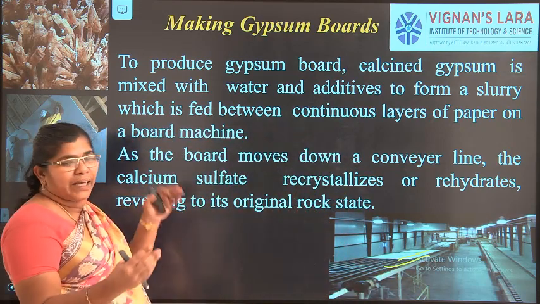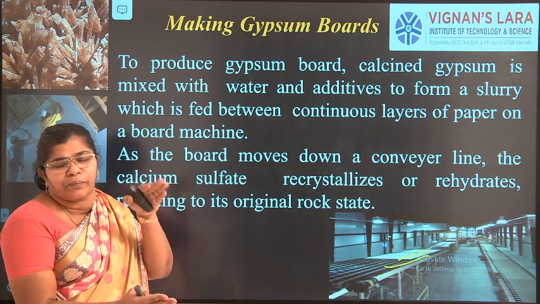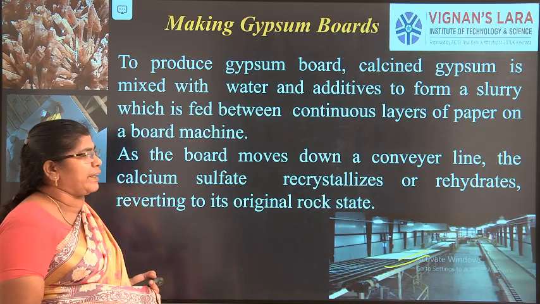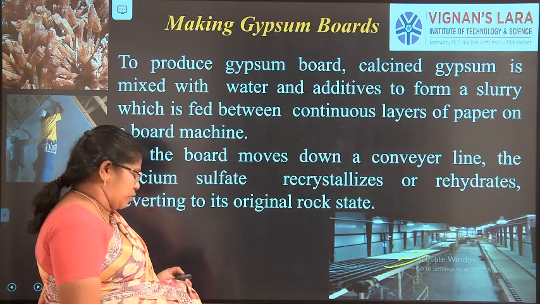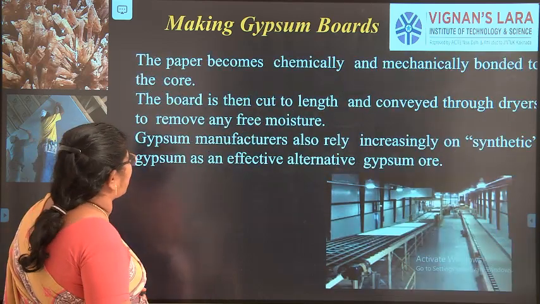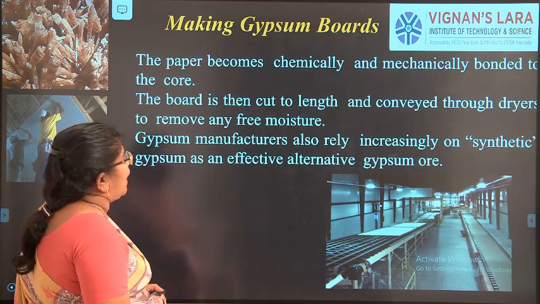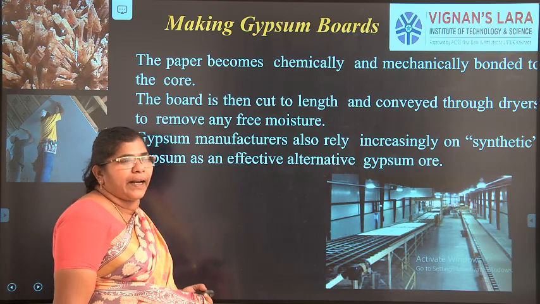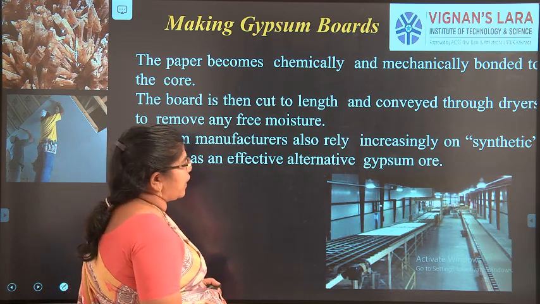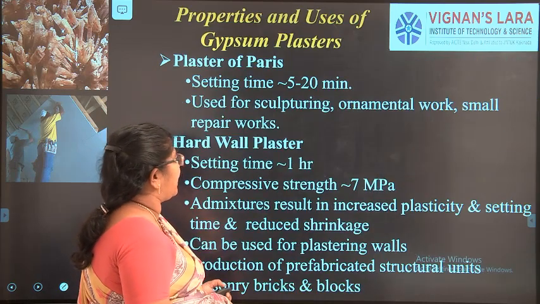So there will be continuous layers of paper also. It will be pressed one by one, forming the paper and the board, with continuous alternate layers by which it forms a board. You can see here the paper becomes chemically and mechanically bonded to the core. The board is then cut to whatever length is needed and conveyed to the dryer. Dried properly, all the moisture is removed, and then it is sent to packaging and distributed to the people in need.